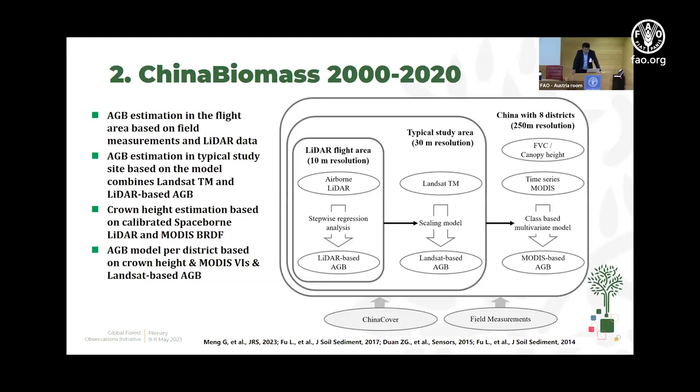This is the framework of the Chinese forest biomass estimation from 2000 to 2020. First, we estimate the above ground biomass in the flight area based on field measurements and LiDAR data. And based on that, we estimate biomass in typical test sites based on the model combining Landsat and LiDAR-based biomass. And we estimate canopy height based on calibrated space-borne LiDAR and MODIS BRDF. And finally, we build a biomass estimation model per district based on canopy height, MODIS vegetation indexes, and LiDAR and Landsat-based biomass.